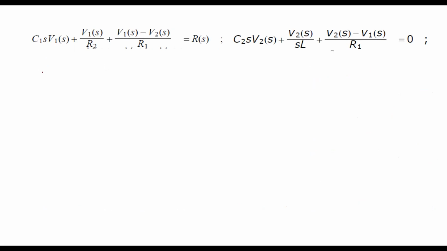Let's write this one in a matrix format, where V1 and V2 are my output, the unknown, and R is the known quantity. So let me put it in a matrix format. First of all, what dimension of this matrix is going to be? I think 2 by 2. Yes, 2 by 2.